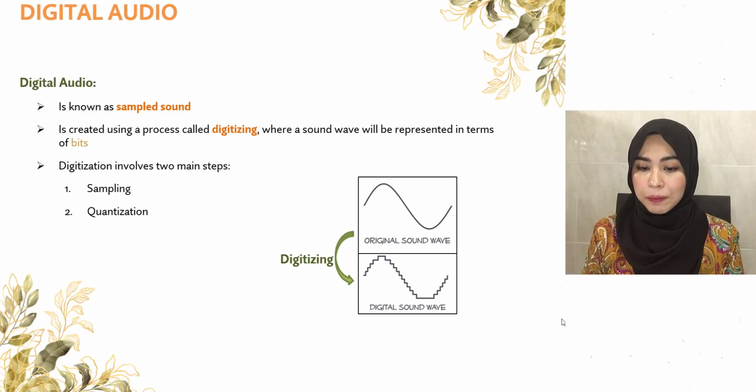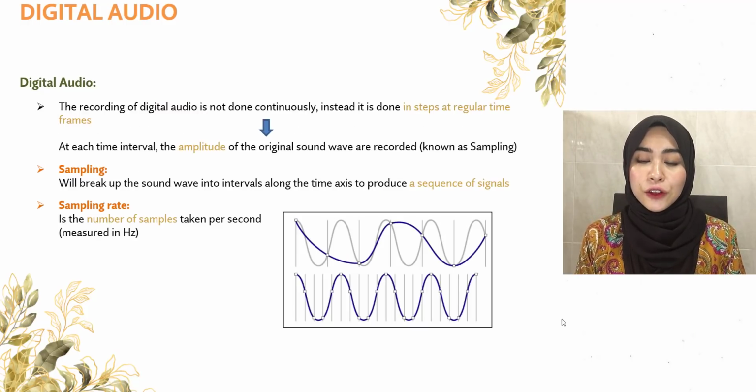Now let's take a look at the first process of digitizing, which is sampling. It says here the recording of digital audio is not done continuously. Instead, it's done in steps at regular time frames. At each time interval, the amplitude of the original sound wave is recorded. This is known as sampling. Now, let me put it in simpler terms.